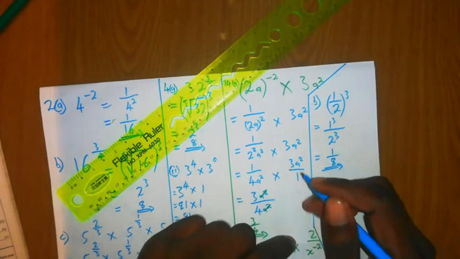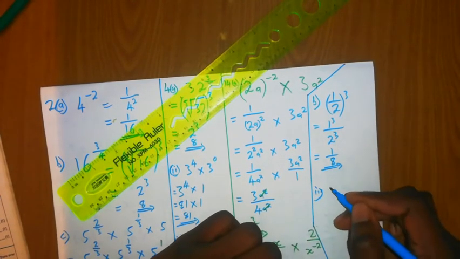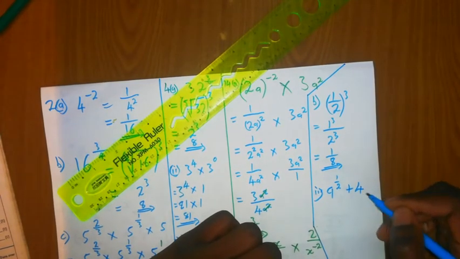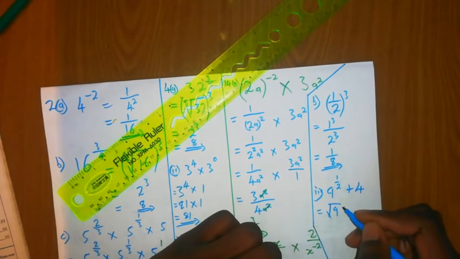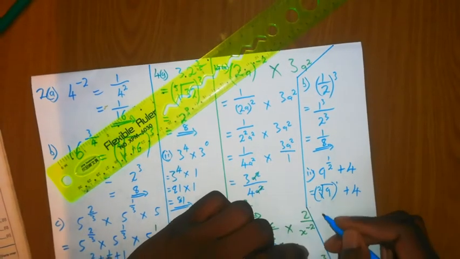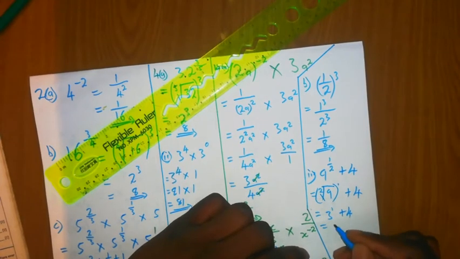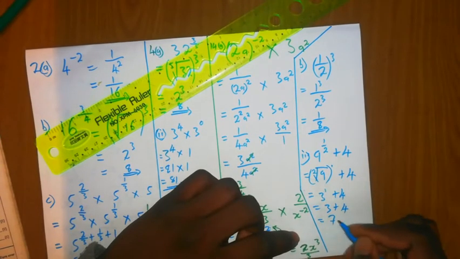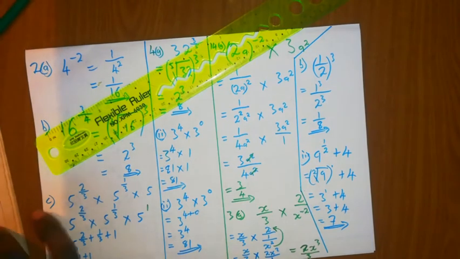Then the last question, item 2, which says 9 to the power of a half plus 4. I have to first deal with that one, so that's equal to root sign of 9 to 1 plus a 4. It's equal to 3 to the power of 1 plus a 4. It's equal to 3 plus 4, that's equal to 7. So your final answer is 7 there.